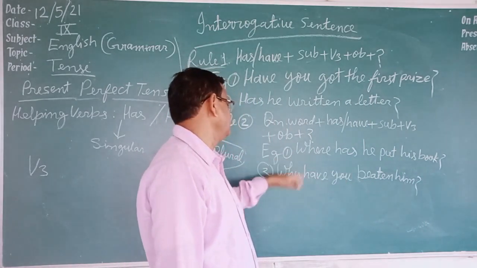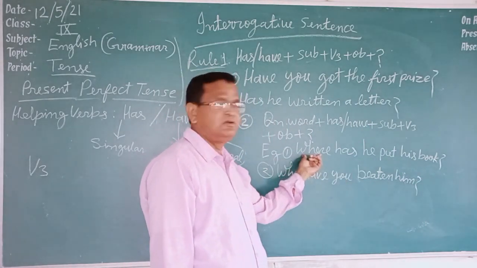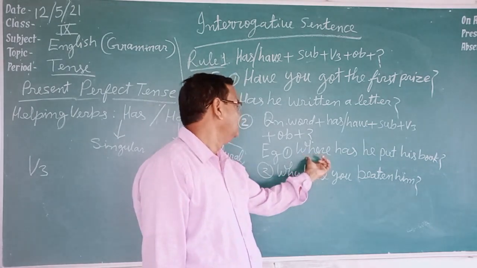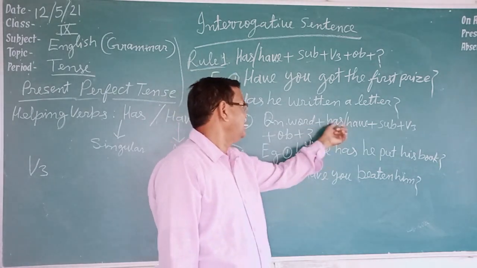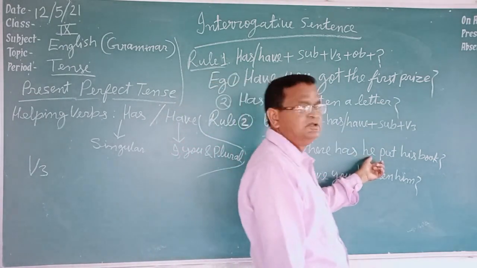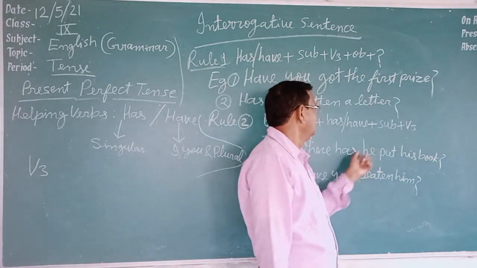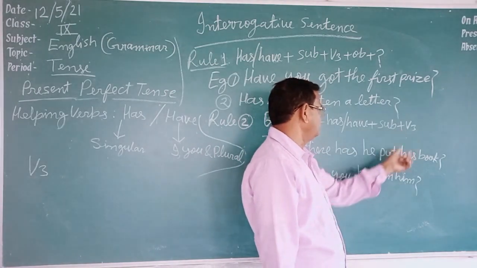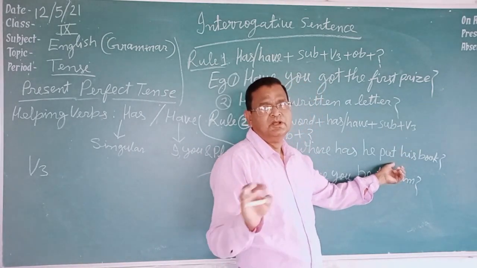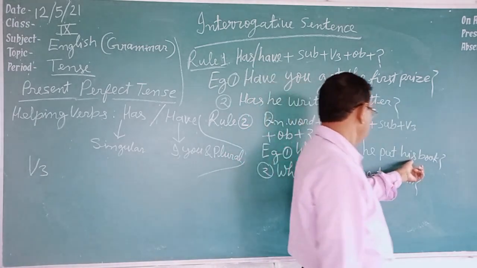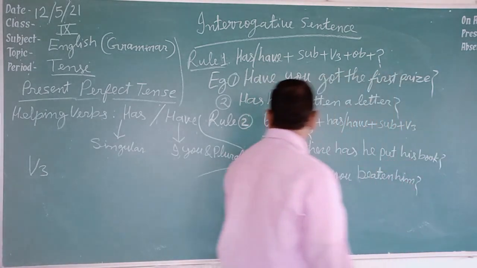In these two sentences, the sentences have been started with a question word. Where? First of all, the question word is written. Then has, according to the subject. Subject he is singular number, so has is written. Then subject he is written. Then verb third form: put. Students, put is the same in all forms. Then he moves to the object.